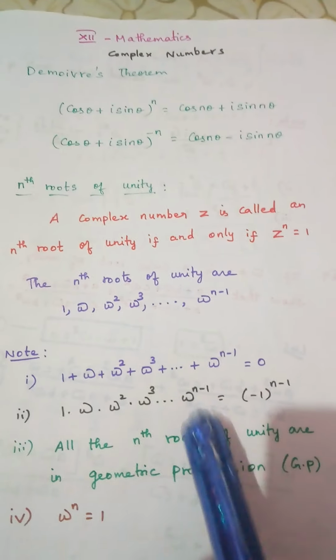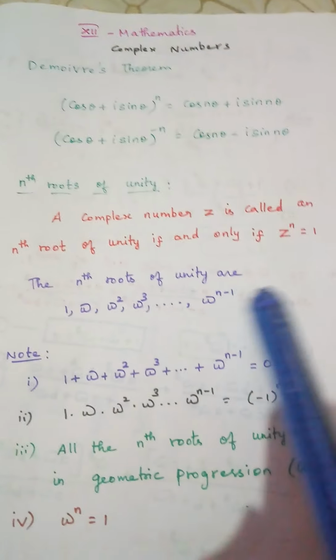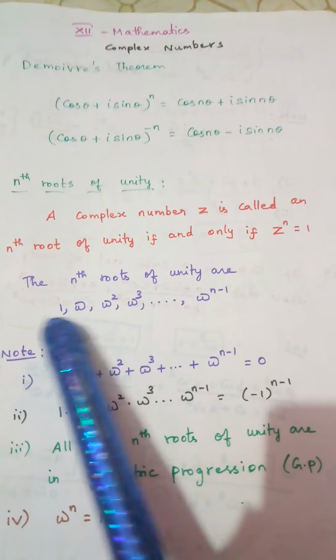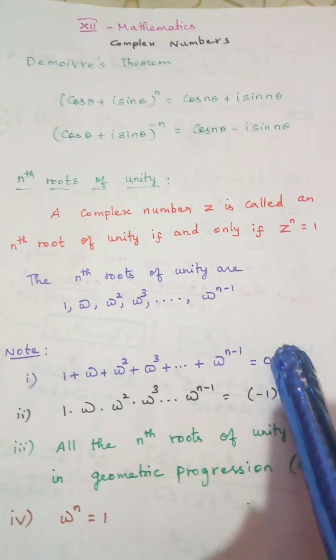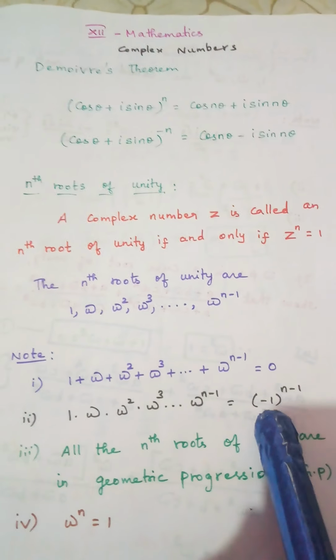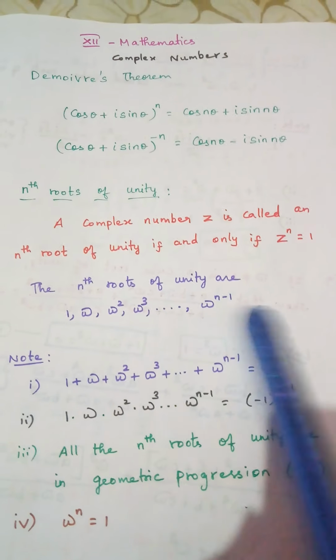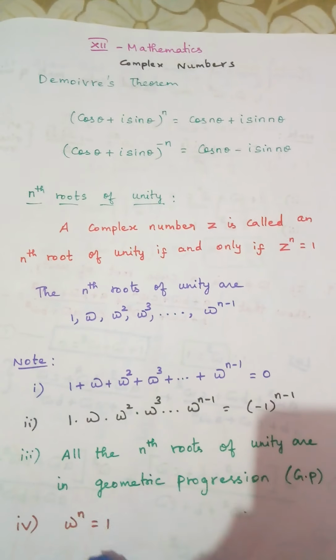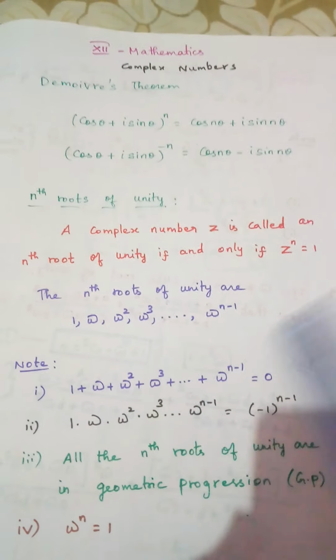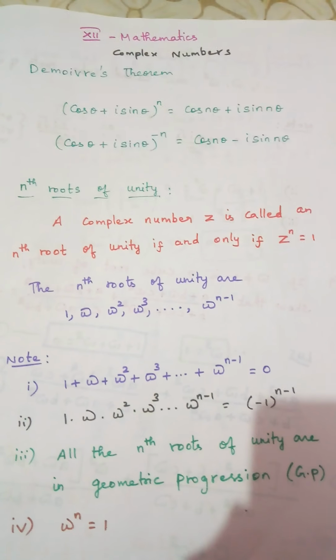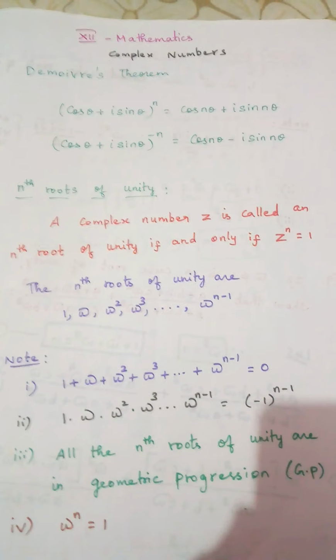So all these four results are related with what? Nth root of unity. Again I repeat, if we add the nth roots of unity, the answer is 0. If we multiply, the answer is minus 1 power n minus 1. This is nothing but geometric progression, GP, and omega power n value is 1, right? So these are the four results under nth root of unity, right?